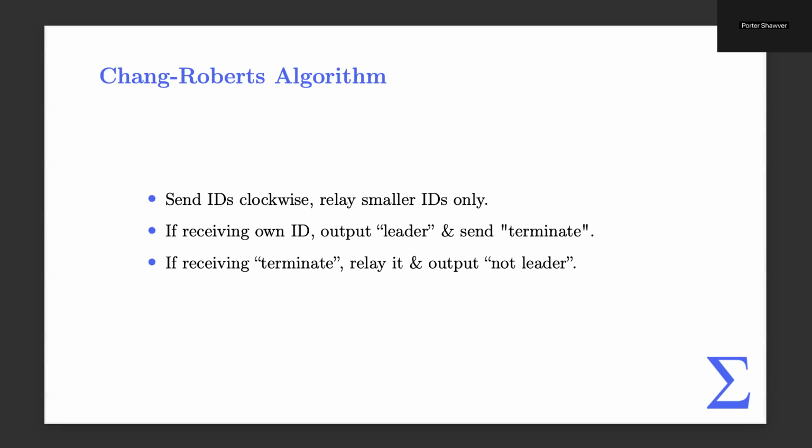Instead of sending terminate, the leader could just send their ID, or "elected the leader with this ID", and then everybody would receive who the leader is. So for this case, it doesn't really make a difference, but that is a distinction that you might want to draw sometimes. Maybe not everybody knows who the leader is, they just know they're not the leader.